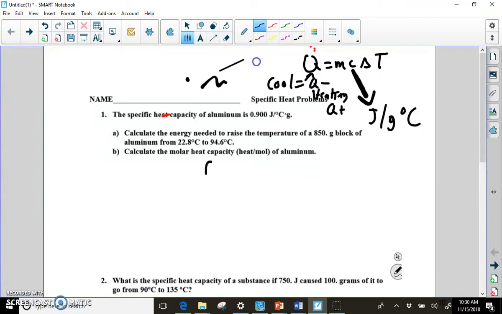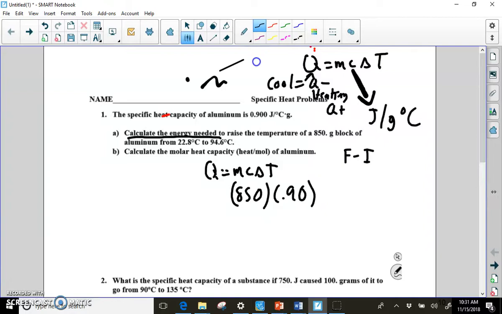All right, so we write down our formula: Q equals MC change in T. We look for our heat. Did they give us our heat? They did not. We're solving for heat, so to calculate the heat energy needed to raise the temperature of an 850 gram substance, that's the mass. We find the specific heat, which is 0.9. Now, temperature change is final minus initial. So our final temperature is 94.6, and our initial temperature is 22.8, and we subtract those, and we get 71.8. And that goes in here.